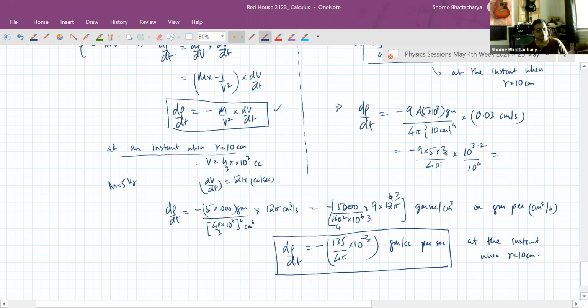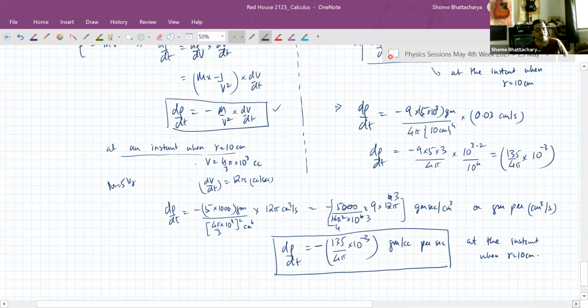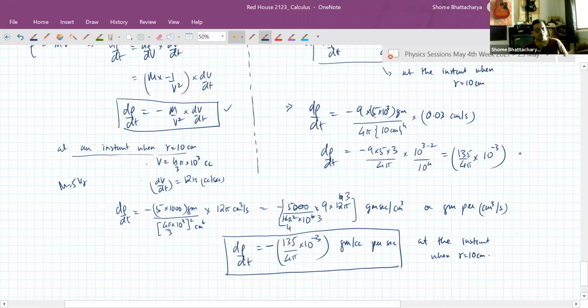So here also it should be 135 by 4 pi into 10 raised to the power 1 minus 4. So that's minus 3. And the same unit, because it is gram per centimeter to the power 4 into centimeters per second. So it is gram per cc per second. But again, more importantly, with the minus sign.